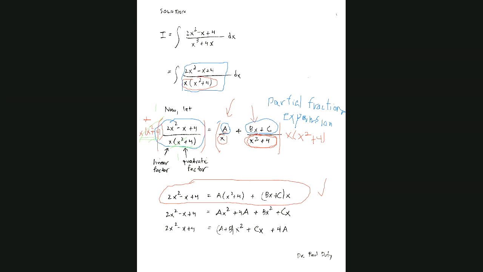multiply it by x squared and multiply it by 4. I'm working on the right side now of this equation. I distribute: a times x squared and a times 4 gives me ax squared plus 4a. And then on the right side, I have x times bx plus c. I'm going to distribute the x. X times bx gives me bx squared, and x times c gives me cx.